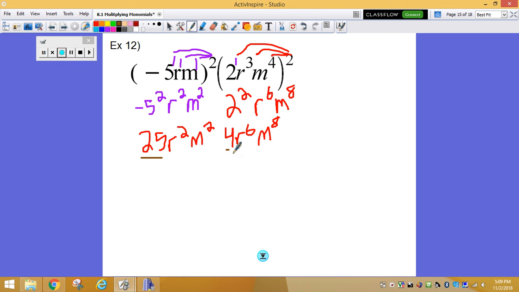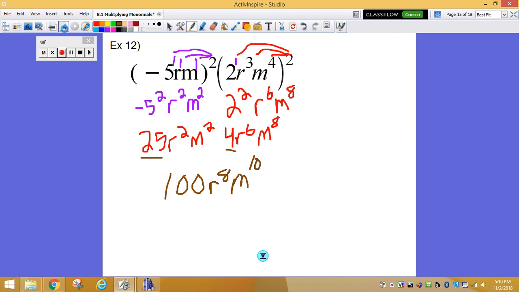Okay, now let's multiply. 25 times 4, right? Because if they're right beside each other, that means multiply. 25 times 4 is 100. Now, think back to the first rule. These r's are multiplying. And if they multiply, you add the exponent. So it's actually going to be r to the 8, not 12. We're adding 2 plus 6 to get 8. And it's going to be m to the 10. 2 plus 8 is 10. So that's my final answer.